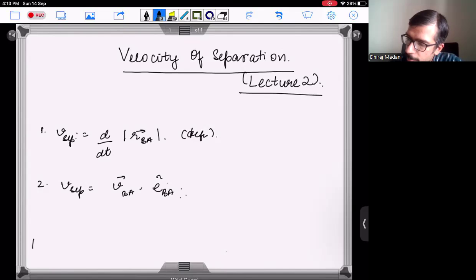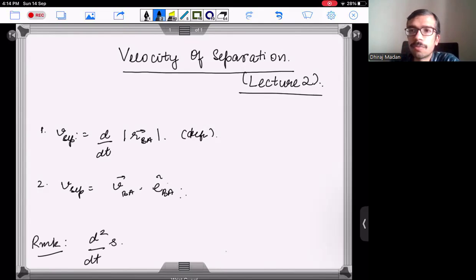Before that, I also want to make a remark. Instead of velocity of separation, you may want to generalize this idea to acceleration of separation. So let's say you want to compute d2 by dt square of s. What is the second derivative of distance? Can we use the same thing? Can we still say that this equals the acceleration of B with respect to A dotted with e_BA hat? What do you think? I would like you to pause the video for a minute and think about it.